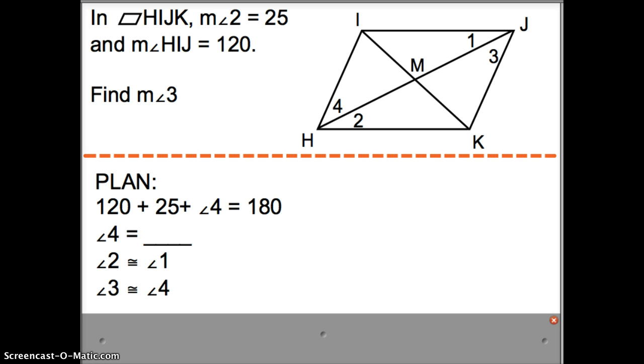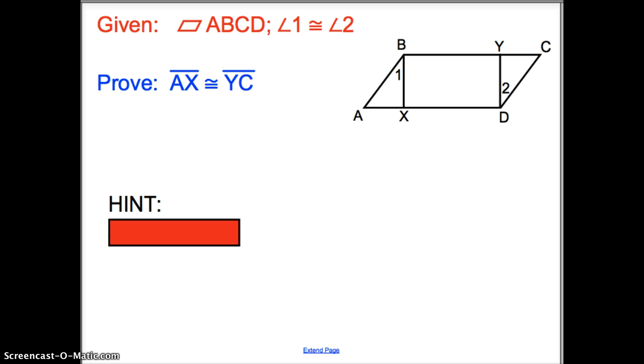If you turn your paper over, hit pause now and answer questions 5 through 13 on your worksheet. We will discuss these answers in class.